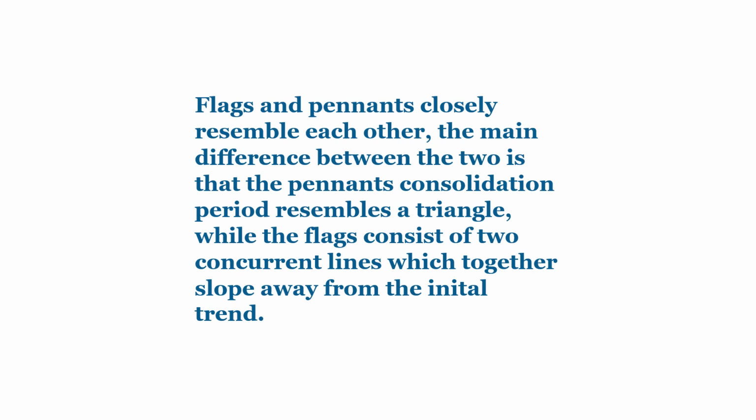Flags and pennants closely resemble each other. The main difference between the two is that a pennant's consolidation period resembles a triangle, while flags consist of two concurrent lines which give a slope from the initial trend. Concurrent means parallel lines, but you'll see an example anyway. This is the reason the terms flags and pennants are often used interchangeably. These patterns are usually preceded by a sharp rally or decline, and mark a midpoint of the move.